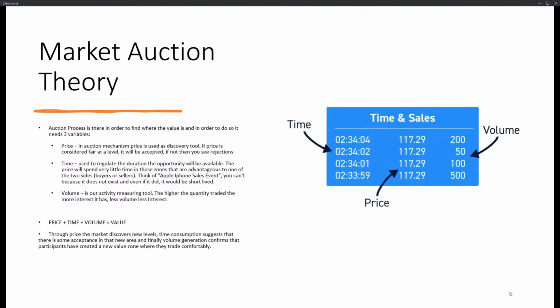Okay. So the bottom bullet: the price market discovers new levels. Time consumption suggests that there's some acceptance in that new area. And finally, the volume generation confirms the participants have created a new value zone where they trade comfortably. Can everybody visualize this all in one? How it would look?